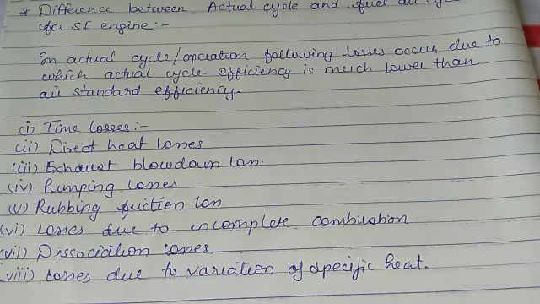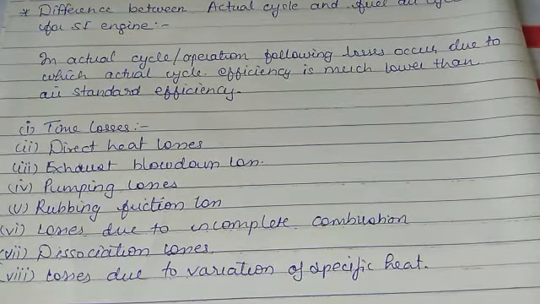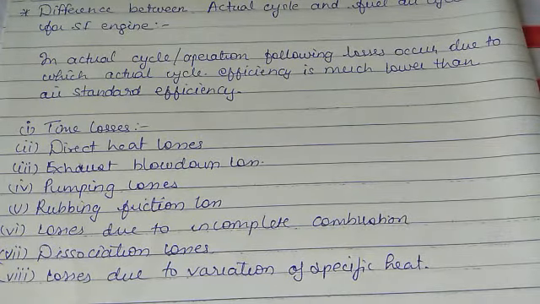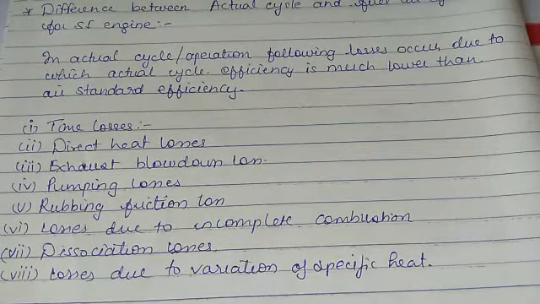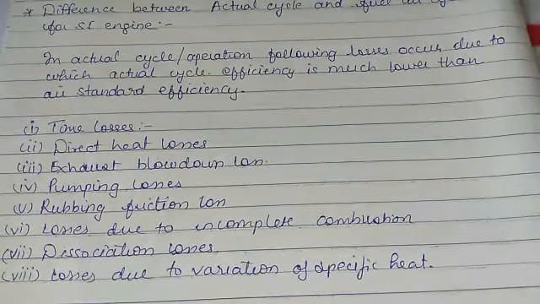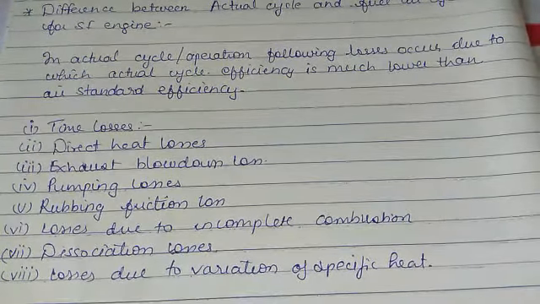Next is pumping loss. In the ideal cycle, it is assumed that air is admitted into the cylinder at atmospheric pressure, but in actual practice it is not possible to transfer the air to the cylinder at atmospheric pressure. For that there needs to be a pressure difference. The losses due to this pressure difference are known as pumping losses.